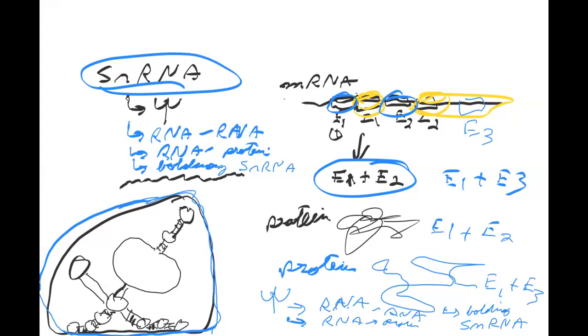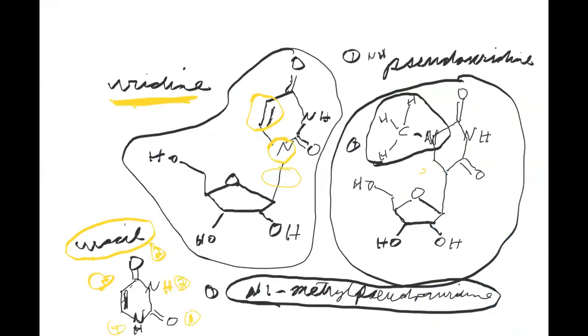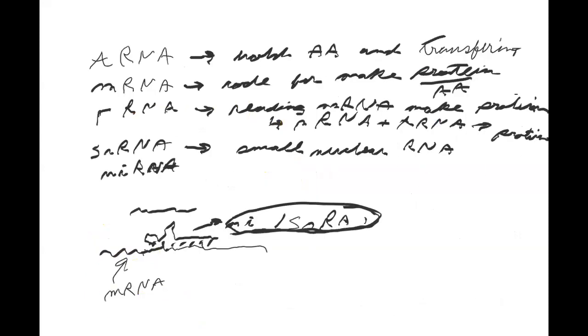Okay, so now in this video, I went through the structure of uridine, uracil, and how the pseudouridine has an NH at this area, but that hydrogen leaves, and then there's a methyl group that's added for the methyl pseudouridine that's used in the messenger RNA platform. Then I explained the differences between the tRNA, the messenger RNA, the ribosomal RNA, and the small nuclear RNA, and did a little bit on the microRNA, and basically what those functions were.